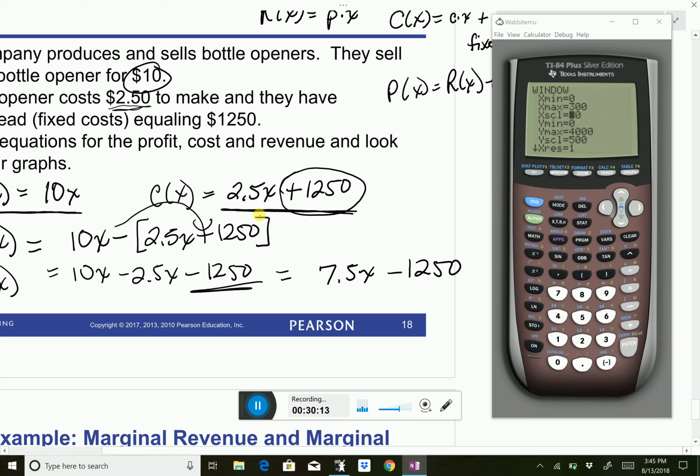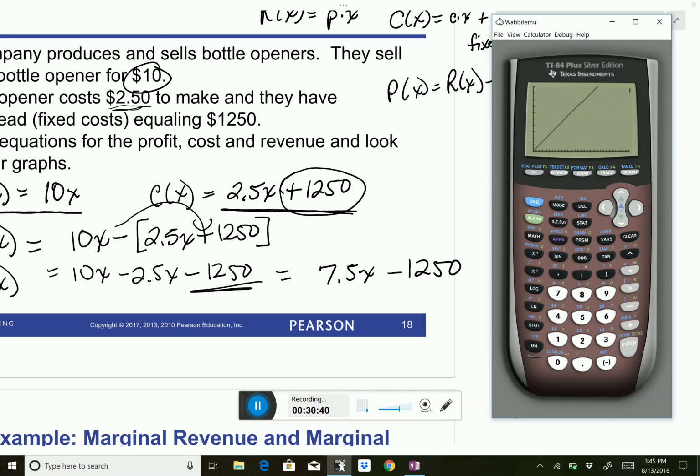So this was, what did I say, 500. So this is going to be about a third of that. That's probably a little more than we need. And then we want our Y max. We want to make sure we go over 1250 for the cost function. So let's just do 2000. And let's see here. Okay, let's graph it now.